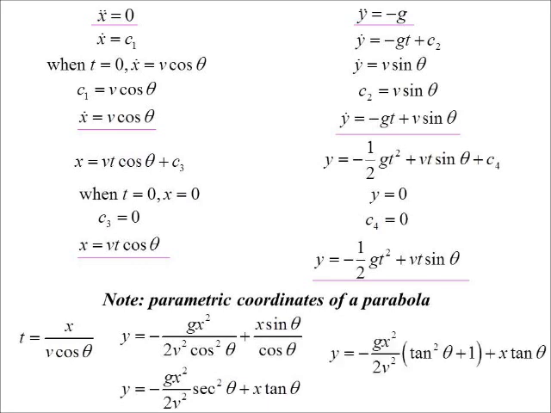Oh yeah, let's change the sec squared into a 1 plus tan squared. So there we go. But we can recognise that to be a quadratic. So that's proving, yes, it does turn out to be a parabola.